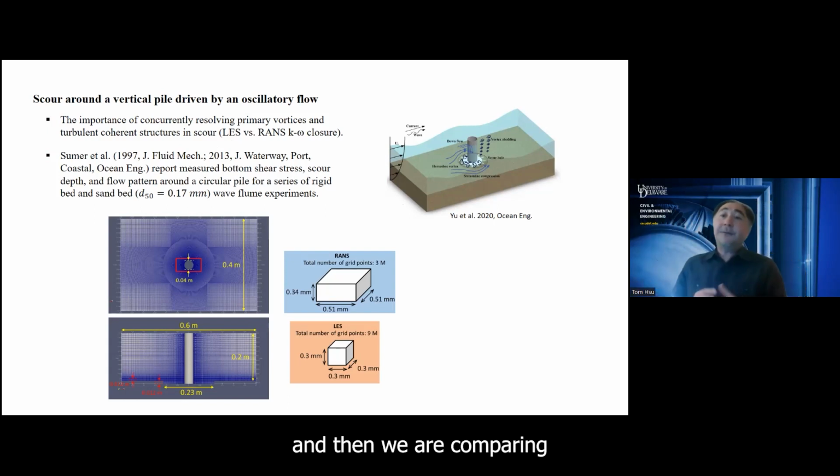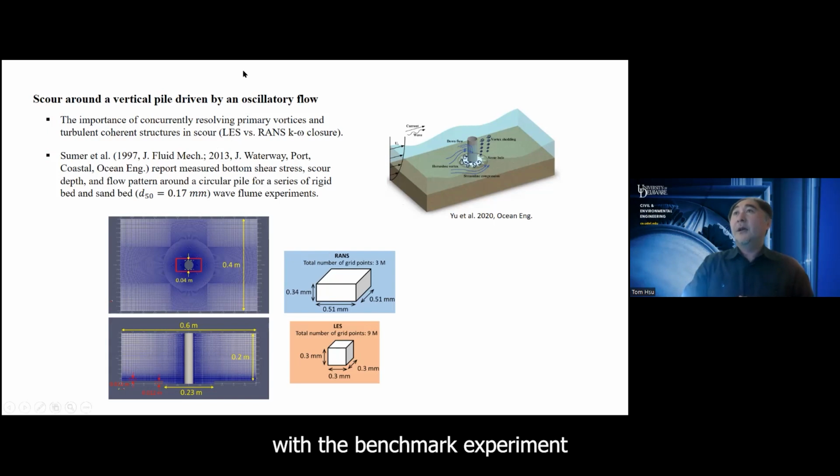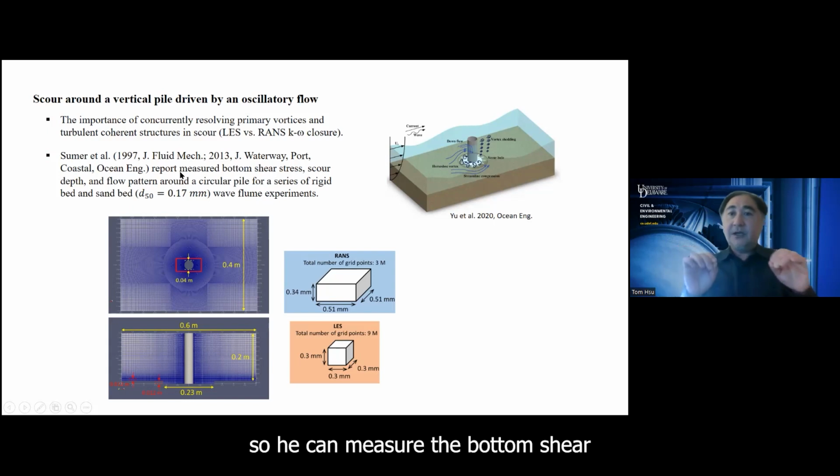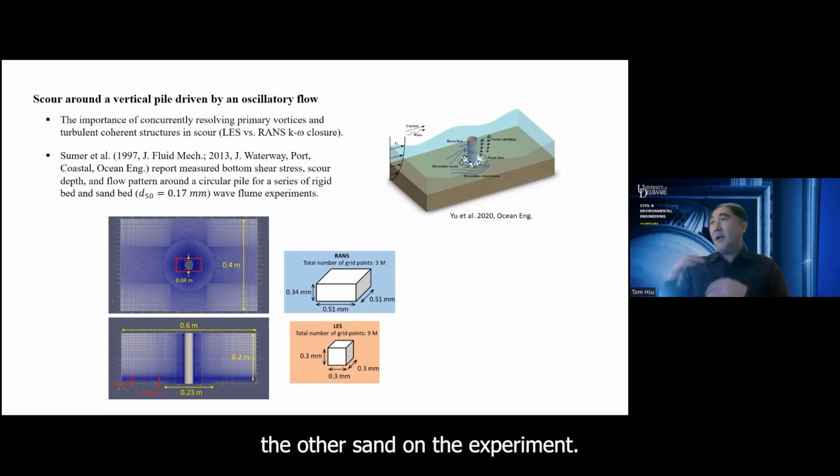And then we're comparing with a benchmark experiment reported by Sumer. He actually has two sets of experiments using 0.717 millimeter sand. It's all driven by waves, with a vertical cylinder, but in one experiment there's no sediment, so he can measure the bottom shear stress using hot film. In the other set of experiments, you actually have sediment, and he can measure the scour.